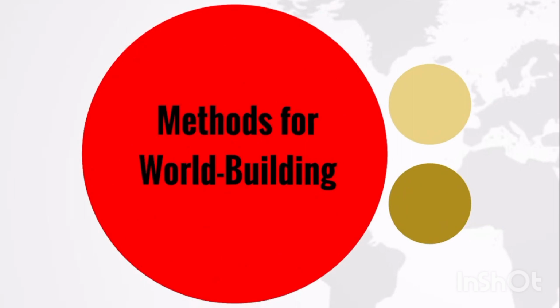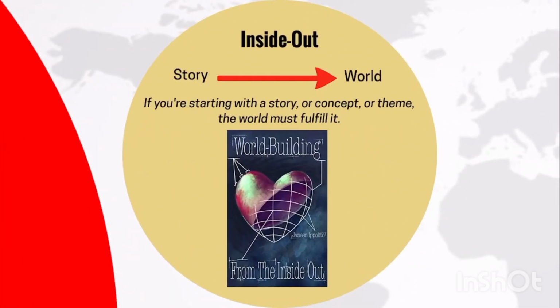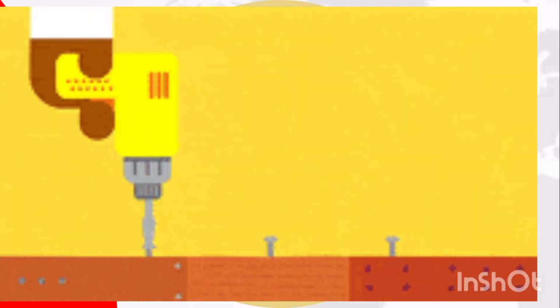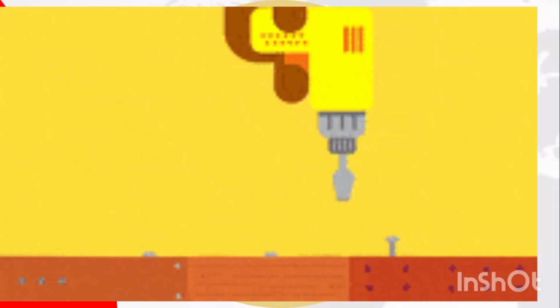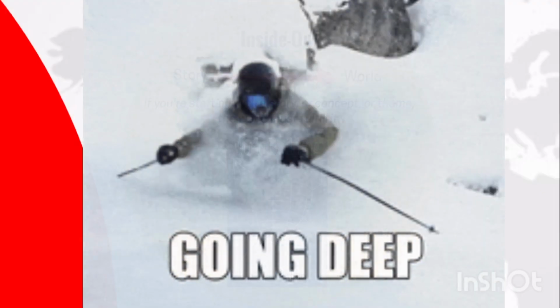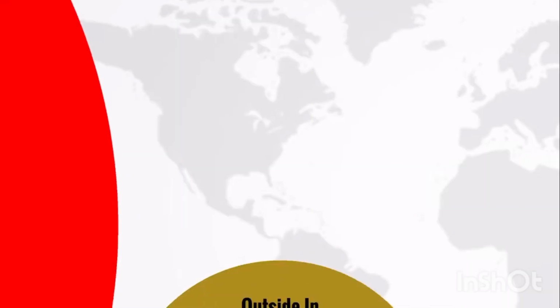Let's look at some world building methods. The two main ones are inside out and outside in. If you have a story idea, but it seems a little thin to you, you should try and make a world to fulfill it. World building from the inside out challenges you to make a deep, enriched, and fulfilled story.